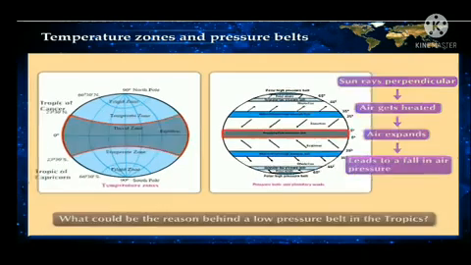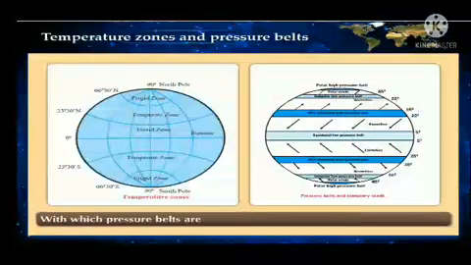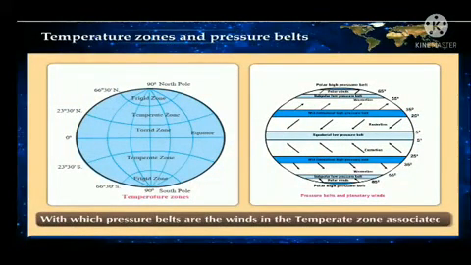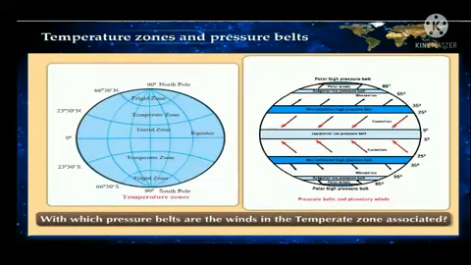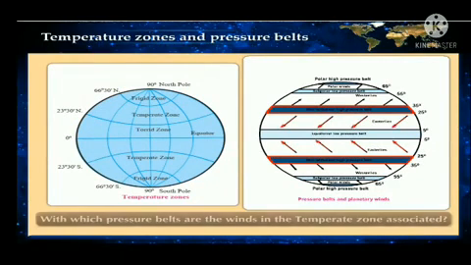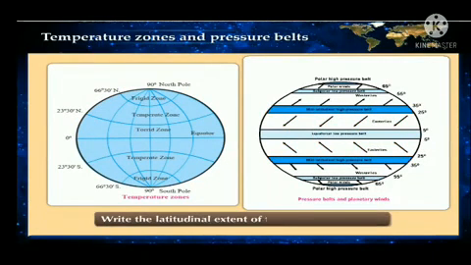With which pressure belts are the winds in the temperate zones associated? The winds in the temperate zones are associated with the mid-latitudinal high pressure belts. Write the latitudinal extent of low pressure belts. The latitudinal extent of the low pressure belts is between 0 degree and 5 degree parallel, and between 55 degree and 65 degree parallels in both the hemispheres.